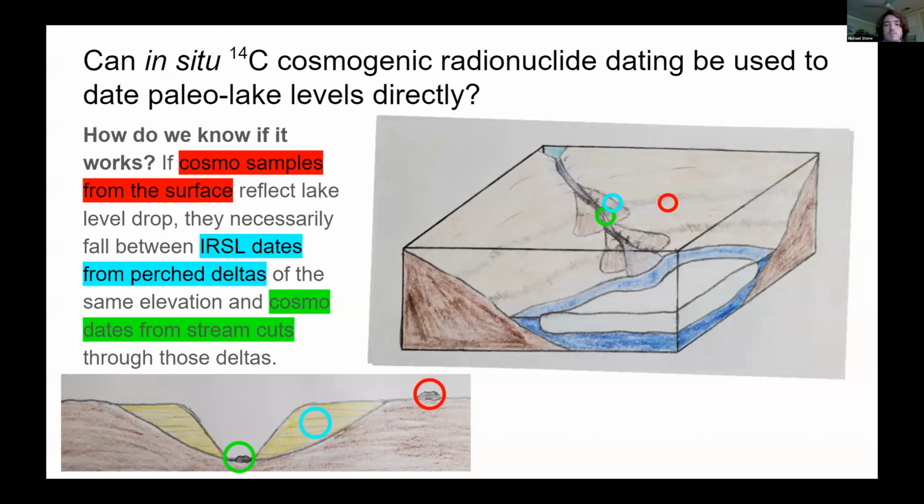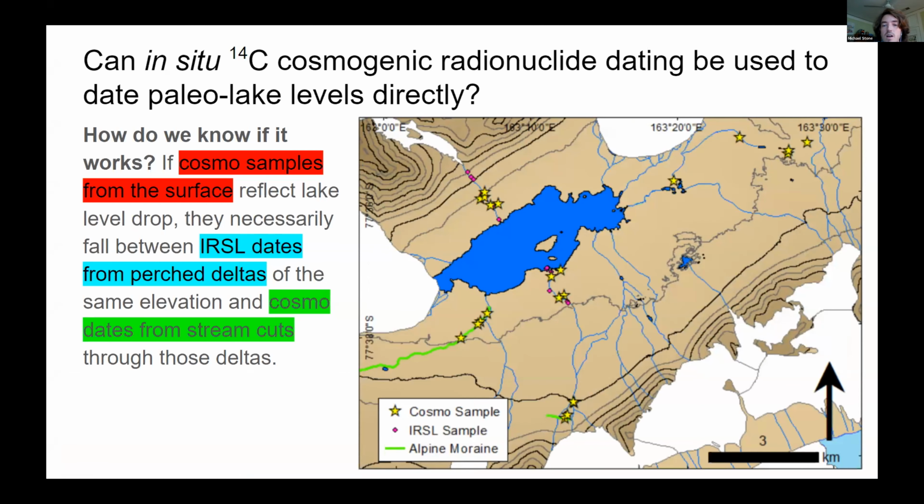So like I said, we got funding to go out and test this method out. We collected Cosmos samples and IRSL samples from all throughout Lower Taylor Valley. But we also focused on getting samples along alpine moraines, where those alpine moraine samples lined up by elevation with deltas, just to see, okay, well, if we don't get the results we want, these ones along the moraine are either going to tell us about lake level drop, or they're going to tell us about the moraine. At least we get something that we can use.